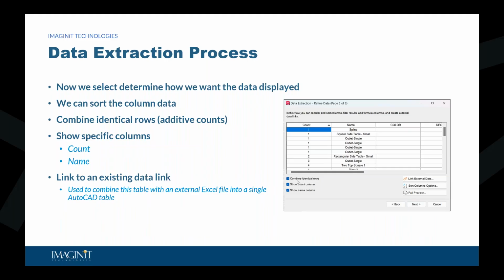And then we can show specific columns. Do we want the count column? Do we want the name column? Things like that. We can combine identical rows. We can sort them. We can also choose to link to an external data link. So if you already have a linked Excel spreadsheet, we can choose to also include that in here, provided that the existing data link has already been created in the drawing.